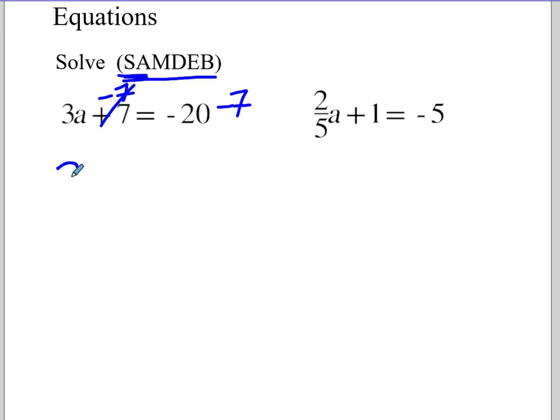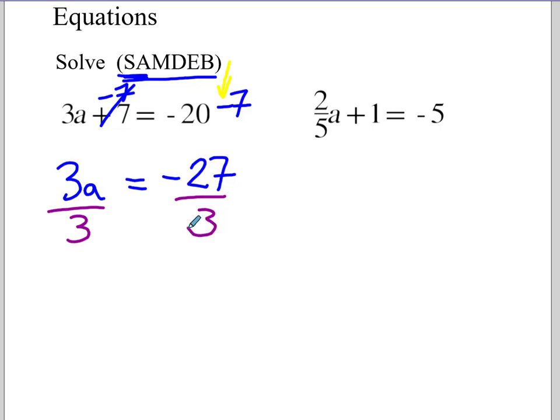These guys would cancel. We're left with 3a equals, now we have to be careful here, -20, take away 7 more, becomes -27. Please make sure you're using the opposite operations right here. Lots of people do make silly mistakes. Okay, now 3 times a, the opposite of multiplying by 3 is dividing by 3. And then we're left with a equals -9. Okay, so there's the first one done.